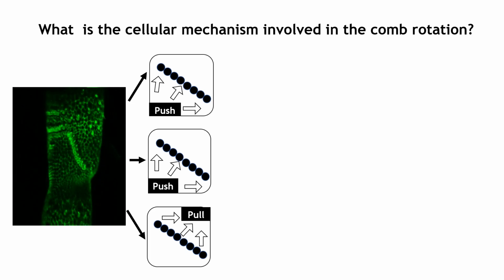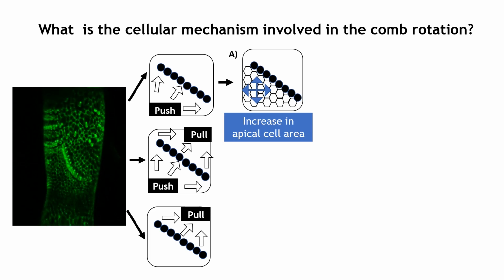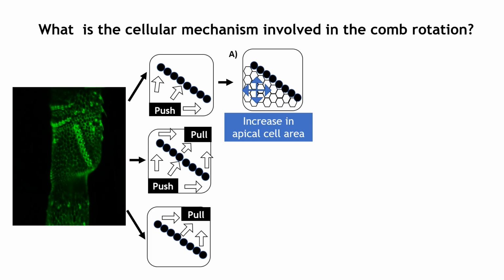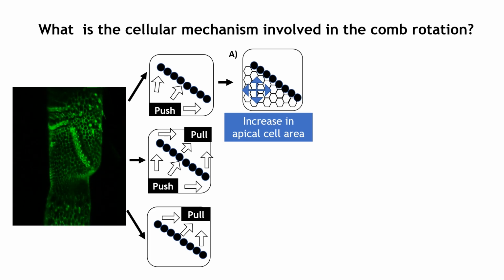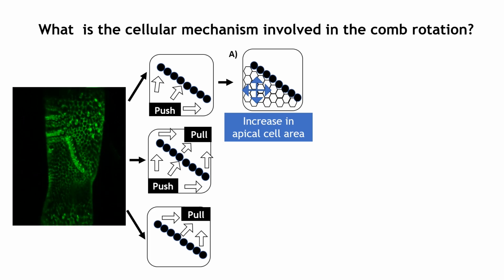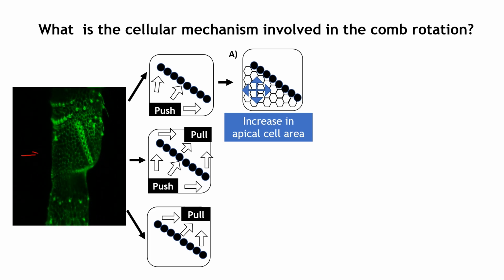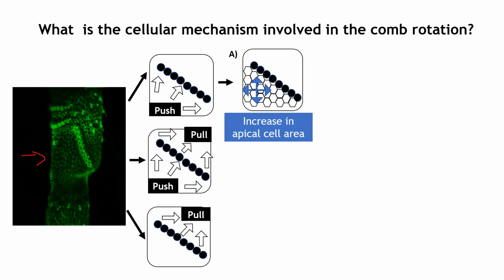So here we have our tree model, and for example, the increase in apical cell area can definitely be the force that drives the movement of the comb if it's underneath the comb. So for example, here you can see that these cells start getting bigger. They are small and they get bigger during rotation.